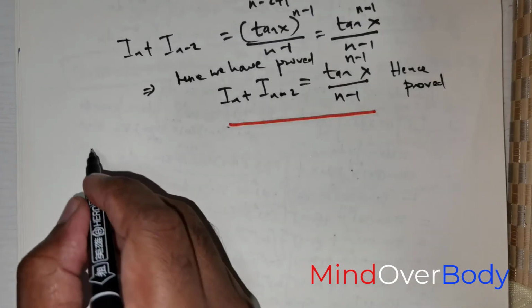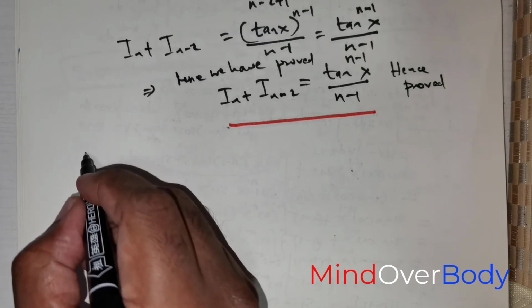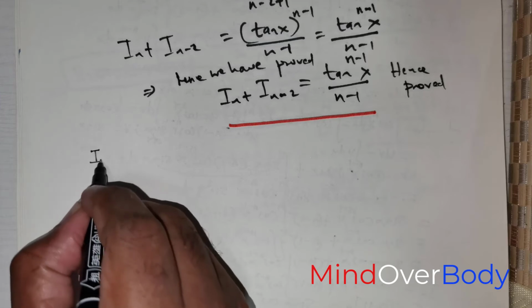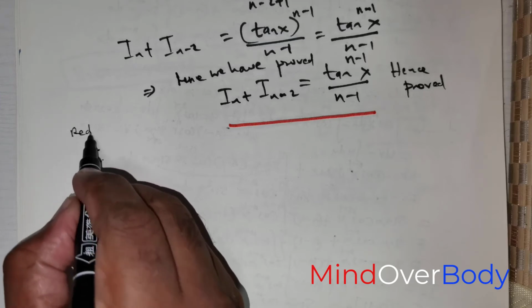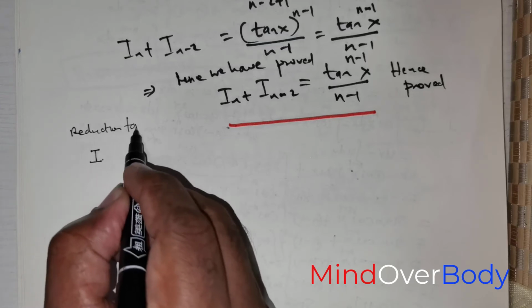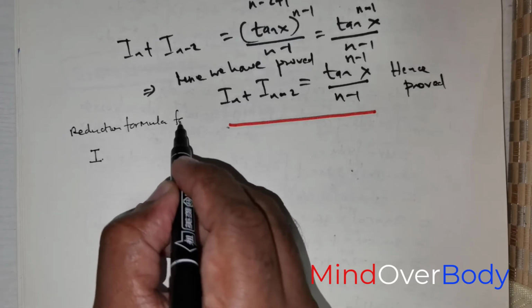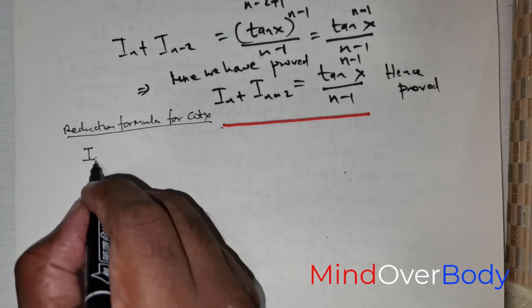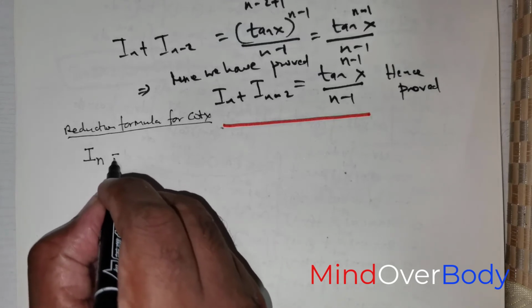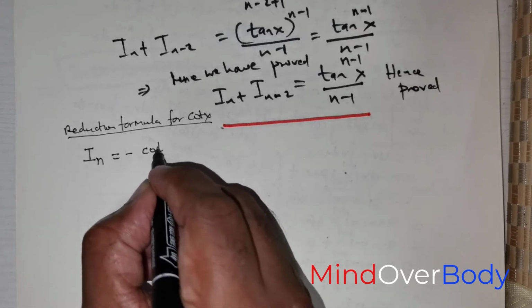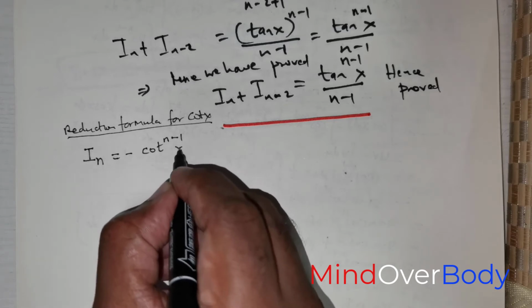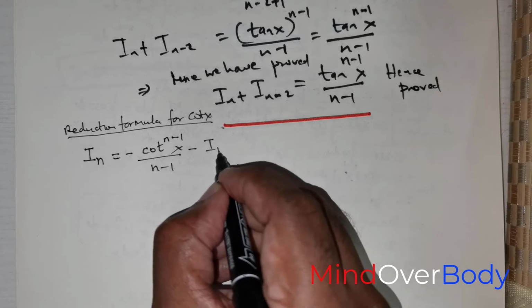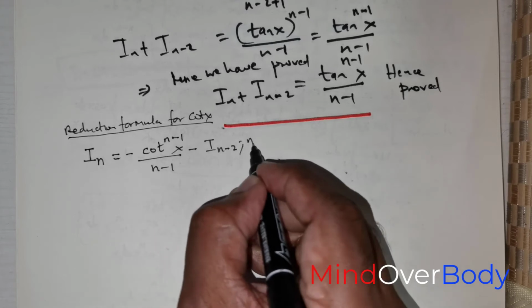Students, we have obtained the reduction formula for sin x, cos x and tan x. Now it's time to obtain the reduction formula for cot x. So this is the reduction formula for cot x. So it is given as I suffix n is equal to negative cot raised to the power of n negative 1 x divided by n negative 1 negative I suffix n negative 2 with n greater than or equal to 2.